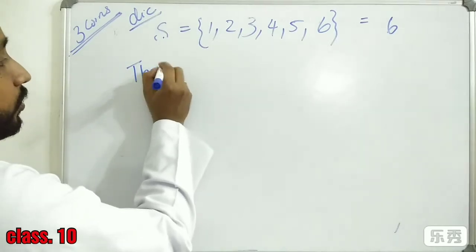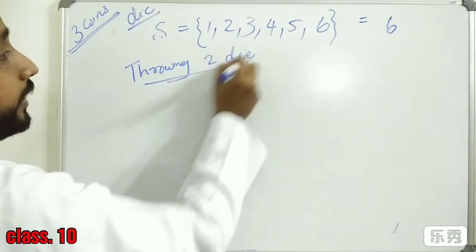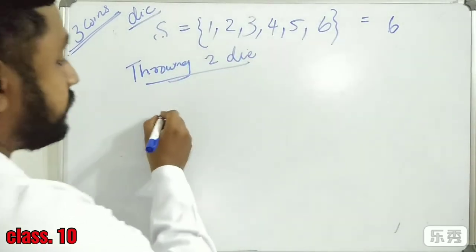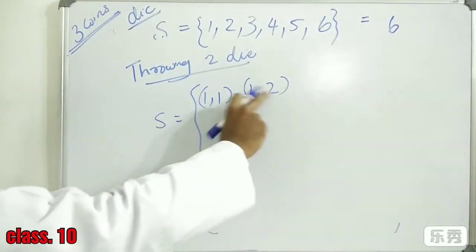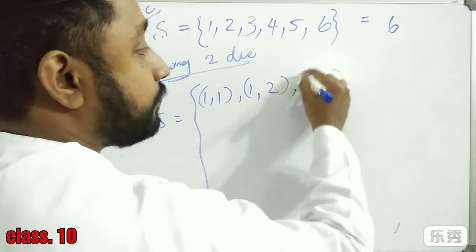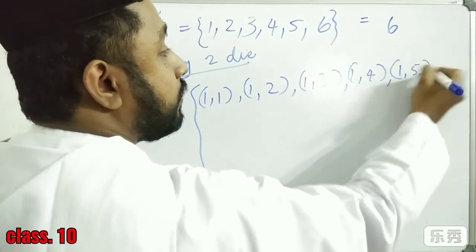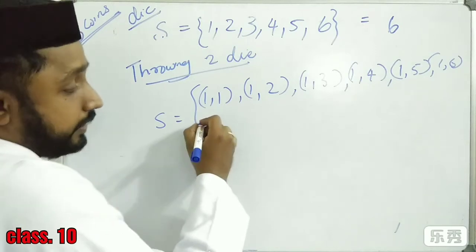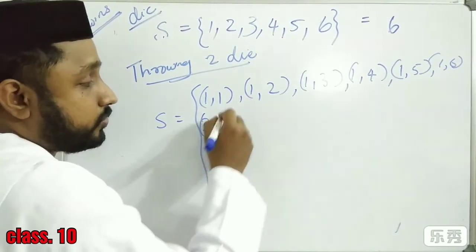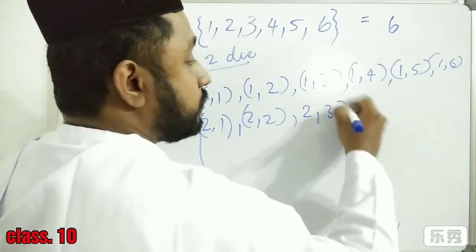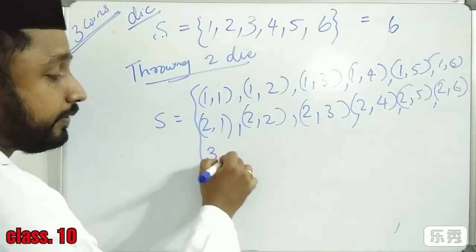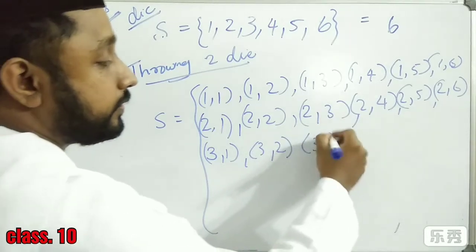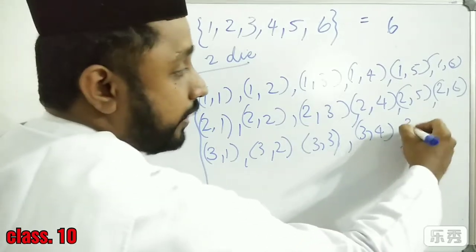Throwing 2 dice, or a die 2 times. Throwing a die 2 times, the sample space we can write: first die is 1, second die is also 1, (1,1), or (1,2), first die 1, second die 2. Another possible event, then (1,3), (1,4), (1,5), (1,6). These are the outcomes. Then with second die 2: (2,1), (2,2), (2,3), (2,4), (2,5), (2,6), or (3,1), (3,2), (3,3), (3,4), (3,5), (3,6).